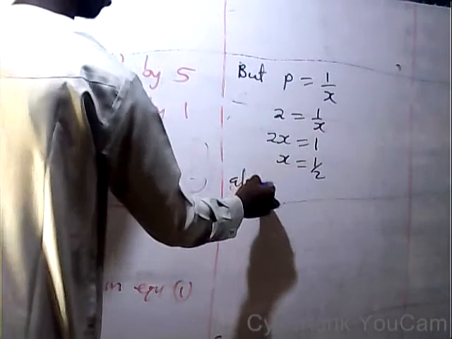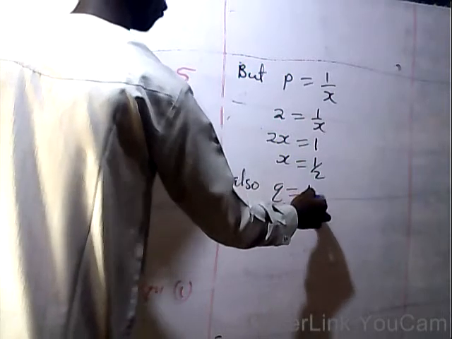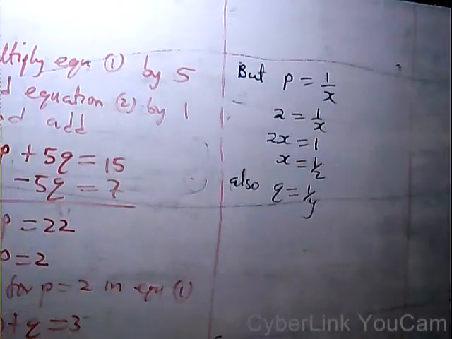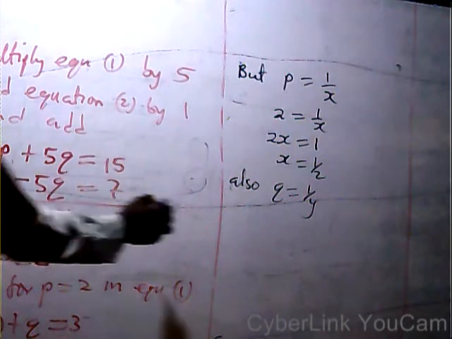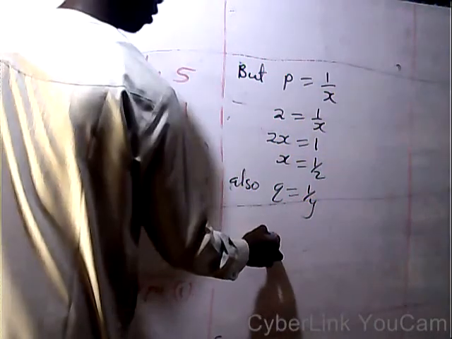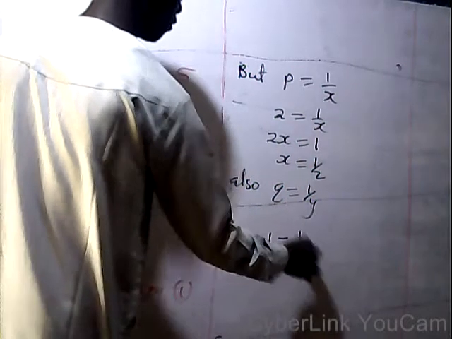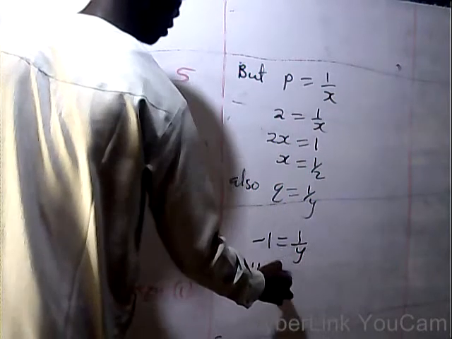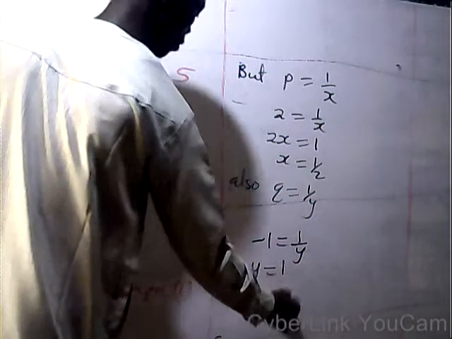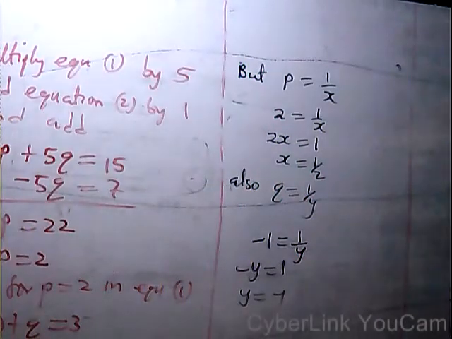Also, q is equal to 1 over y. And what was our q? q is equal to minus 1. So minus 1 is equal to 1 all over y. If we cross multiply, minus y is equal to 1. So, y is equal to minus 1. So, x is equal to 1 over 2, y is equal to minus 1.